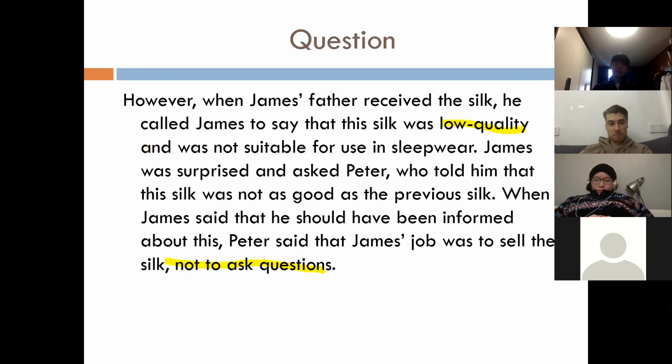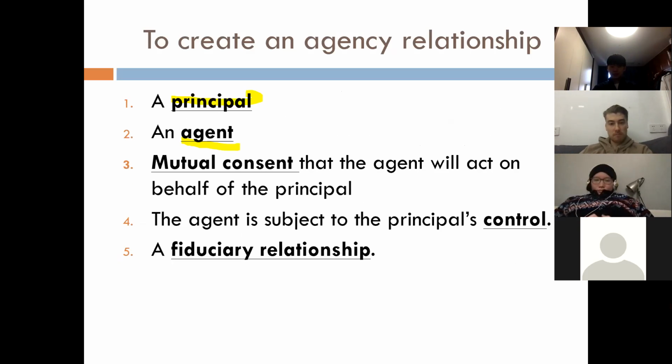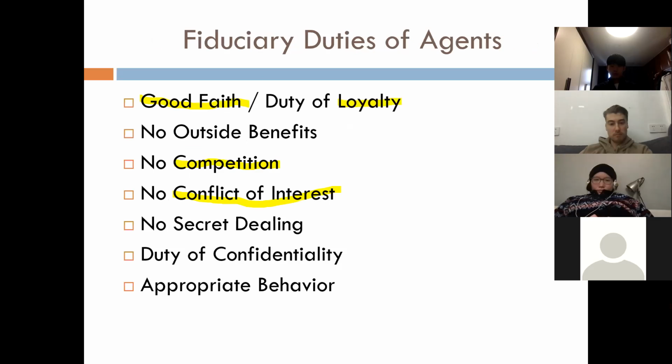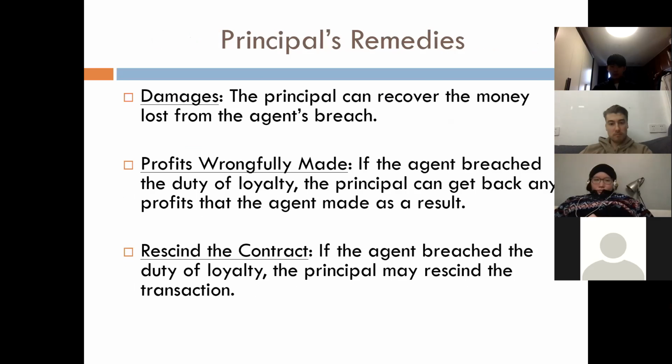But this 10%, absolutely, Peter can get it back. If an agent has broken a duty, the principal can recover money lost from the agent's breach. The principal can recover any profits wrongfully made. That would be that 10%. But of course, at the same time, Peter probably needs to pay the 10% from the first sale. So it's kind of going to balance out. Okay, that's it for agency.